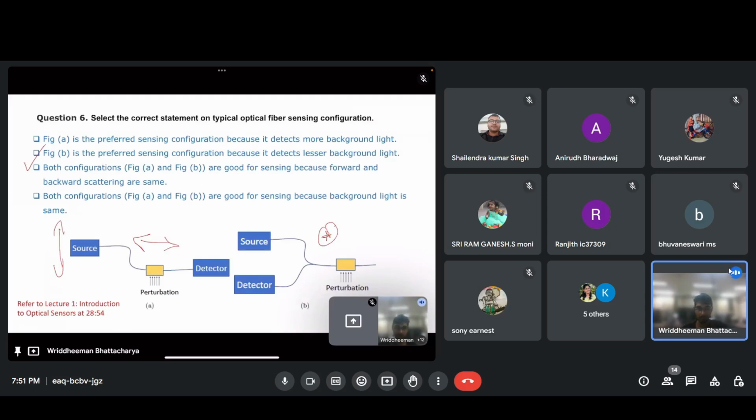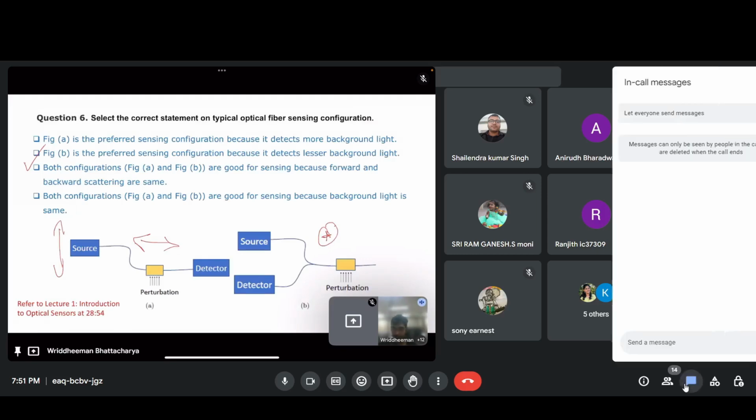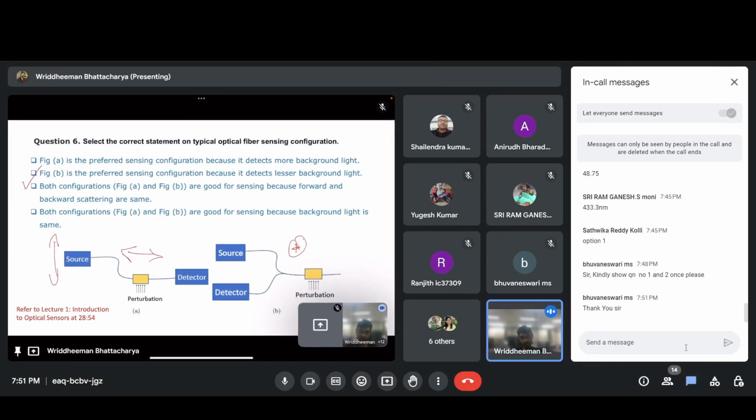This was a question from the main part. The source and detector positioning. Backscattering is more here in this part, as they are opposite to each other, so this is less efficient. But when we keep the detector on the same side as the source, it detects lesser background light, right? So due to this, figure B is the preferred sensing configuration.